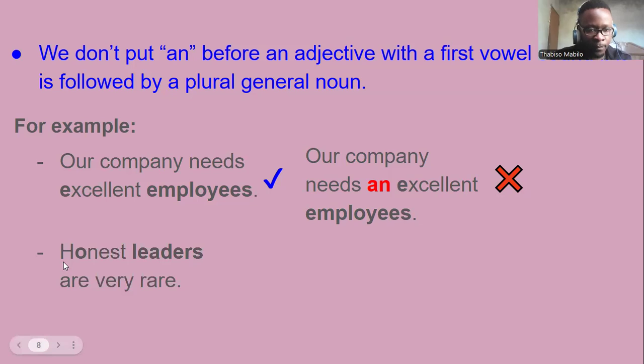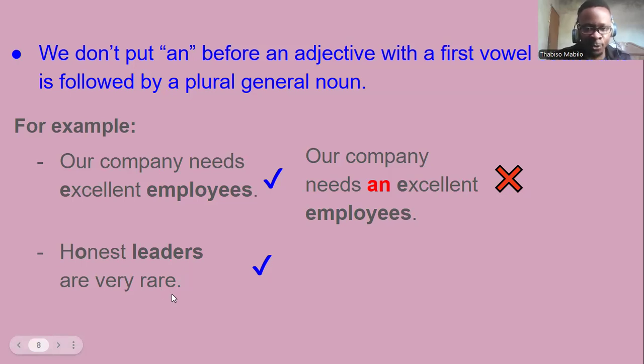Next example. Honest leaders are very rare. This sentence is correct. Why? Because the noun after the adjective that starts with the vowel sound is in plural form, not singular. And remember, it is a general noun. So that's why we cannot use an article "an."